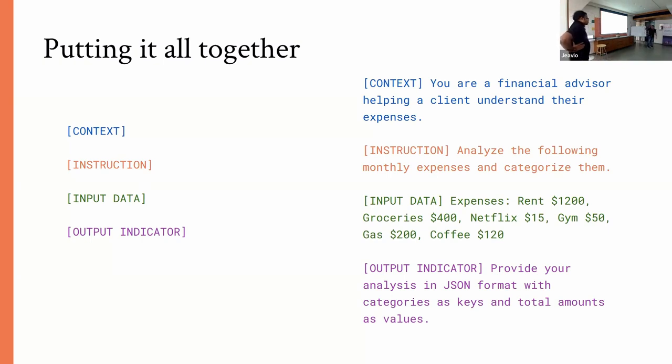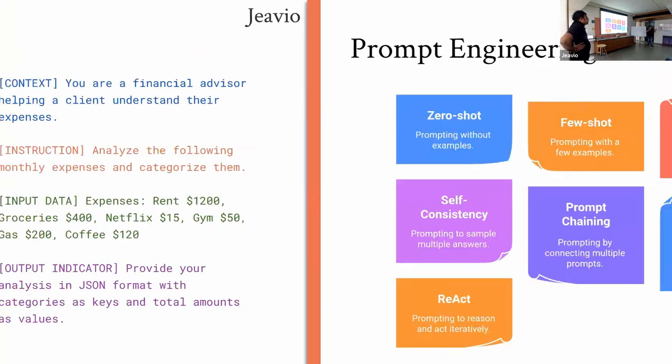You provide the instruction that says what you want to do. What to do is analyze the following monthly expenses. For the input data, you provide the data to the LLM so it knows what expenses you made during a month. And then this is the output indicator, where you ask for the analysis in a JSON format with categories as keys and total amount as values. This tells the LLM to provide the answer in a particular JSON format so that you can get better results. So we covered the basics of a prompt.